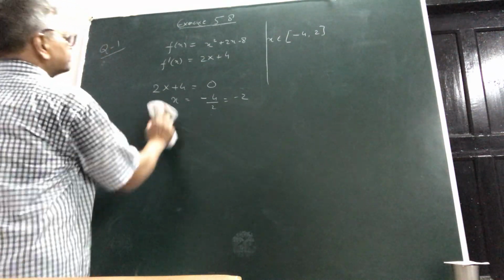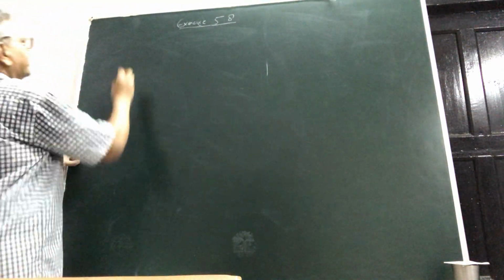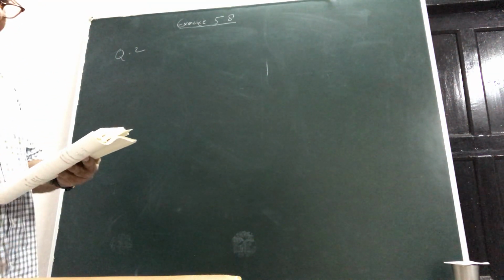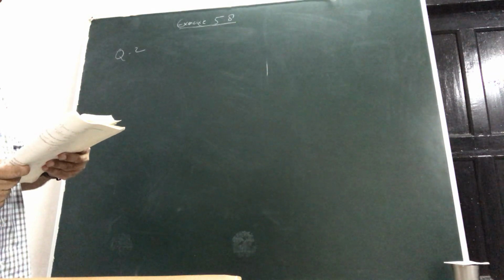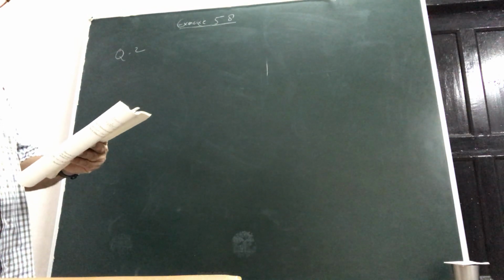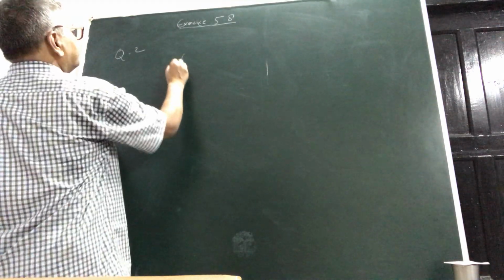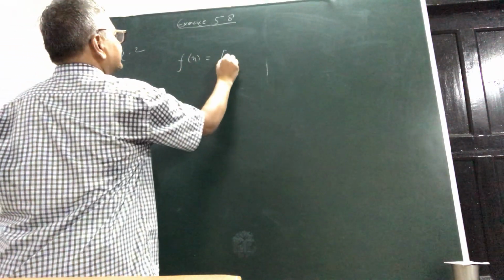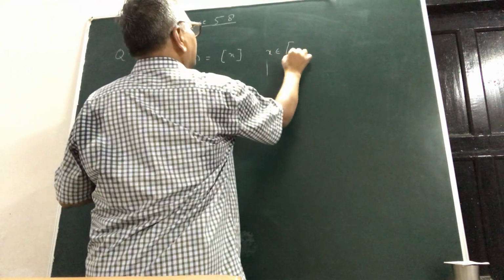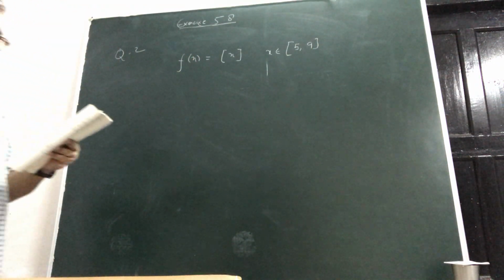Now question 2. Please see what it says. Examine if Rolle's theorem is applicable to any of the following functions. Can you say something about the converse of Rolle's theorem from these examples? Okay, let us see. f(x) is equal to the greatest integer function of x, and the interval given is x an element of the closed interval 5 to 9.